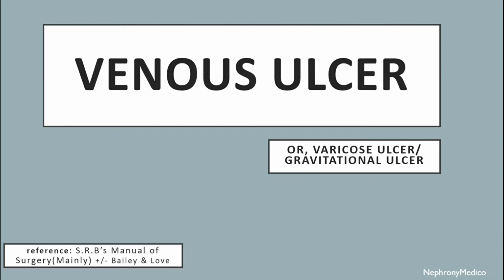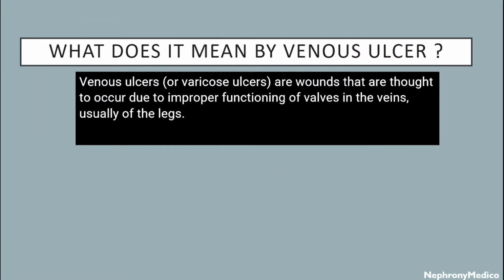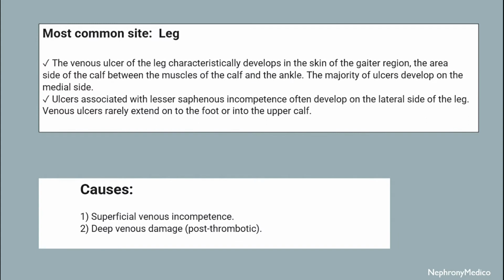Hello and welcome. Let's talk about venous ulcer, or varicose ulcer, or gravitational ulcer. So, what is meant by a varicose or venous ulcer? Venous ulcers or varicose ulcers are wounds that are thought to occur due to improper functioning of valves in the veins, usually of the legs.